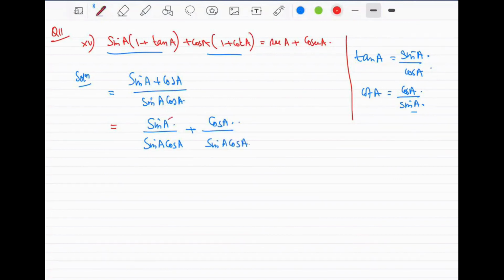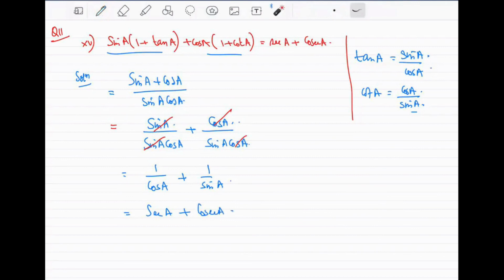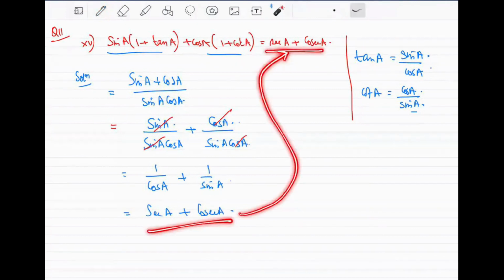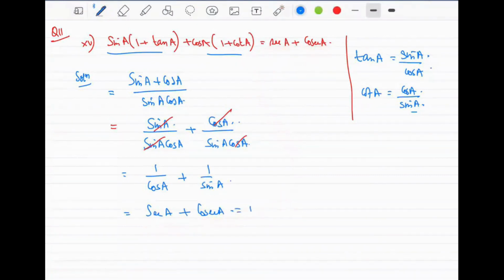You cancel out the remaining similar terms. What are the terms that are remaining? You see it is 1 by cos A plus 1 by sine A. And you know 1 by cos A is sec A, and 1 by sine A is cosec A. Okay, done. This is what we want to obtain. So we will say equal to right hand side, and proved.